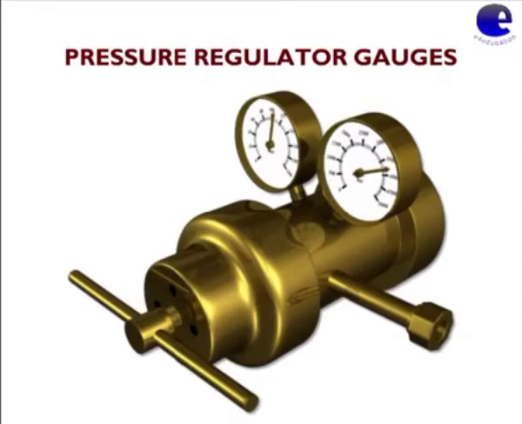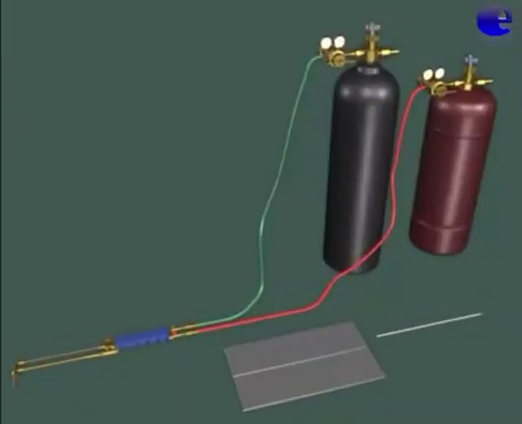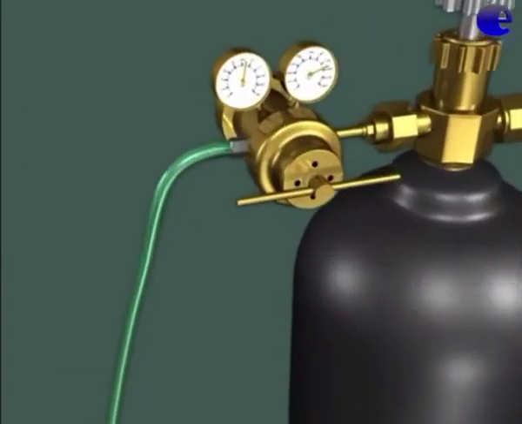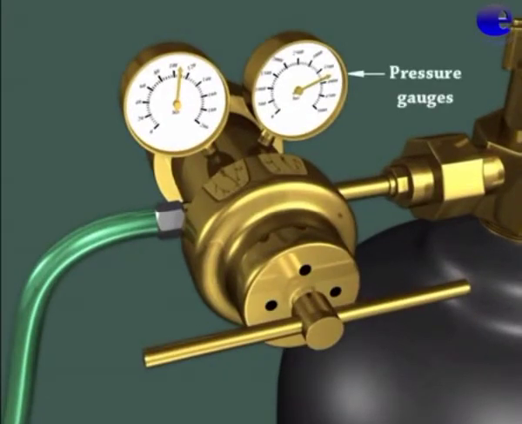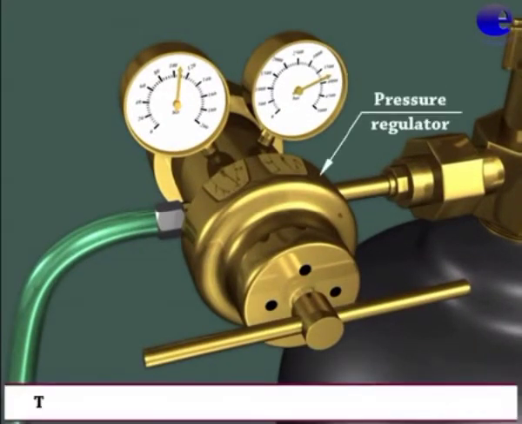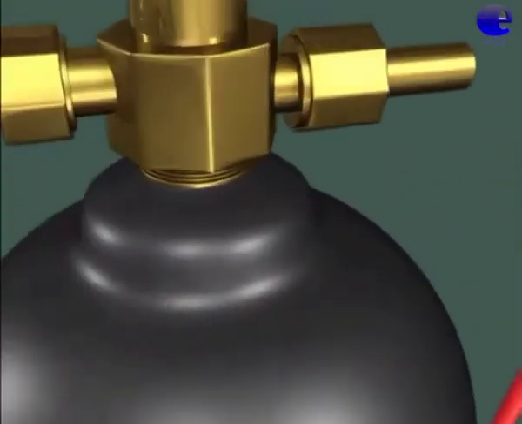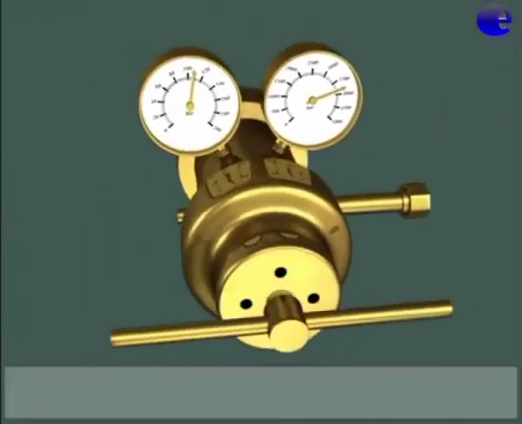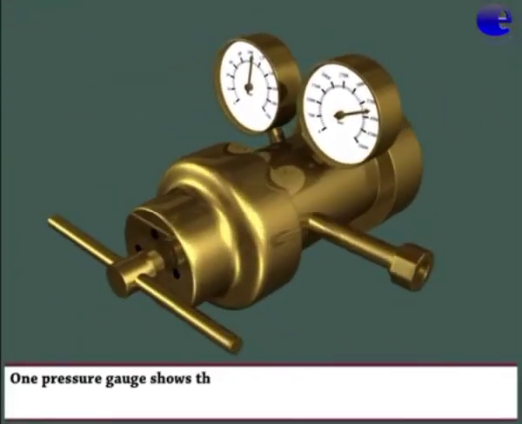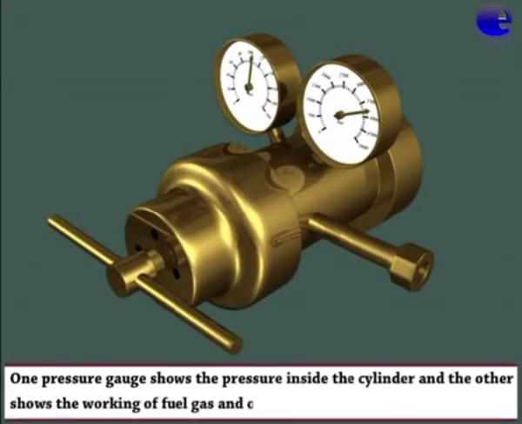Pressure regulator gauges. Now we are seeing a close look of pressure gauge. Two pressure gauges are fitted on each pressure regulator. One pressure gauge shows the pressure inside the cylinder and the other shows the working pressure of fuel gas and oxygen.